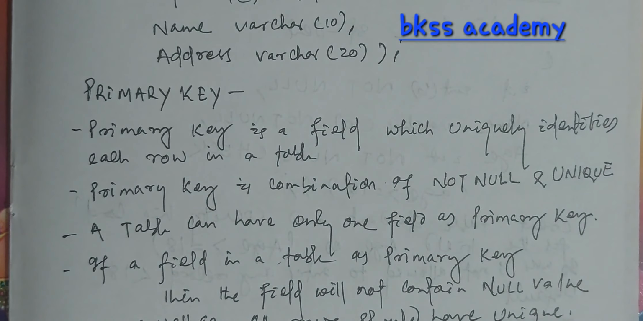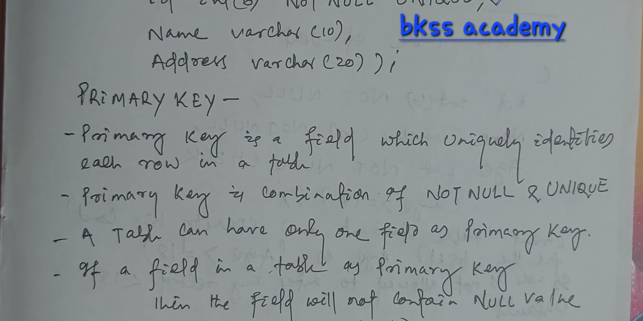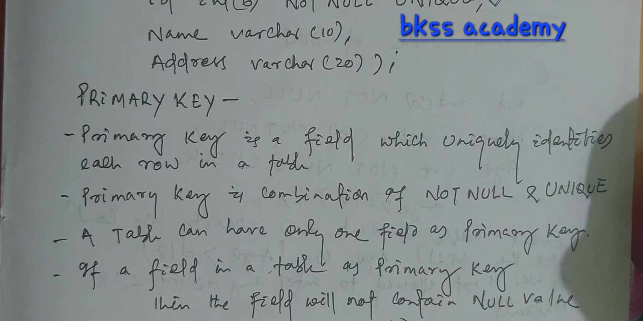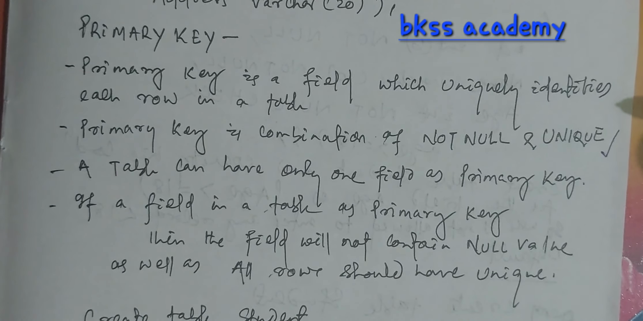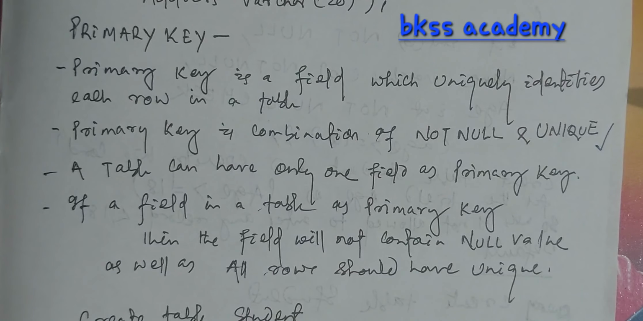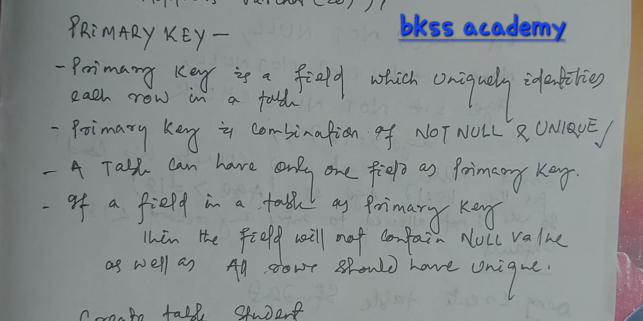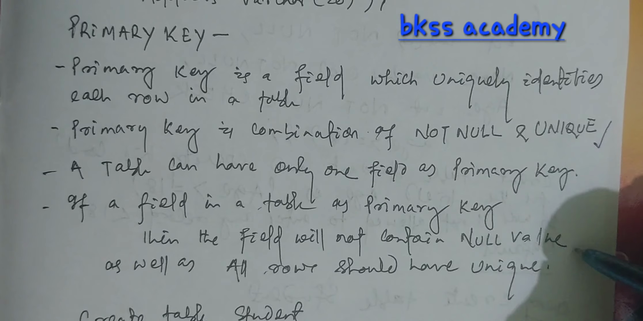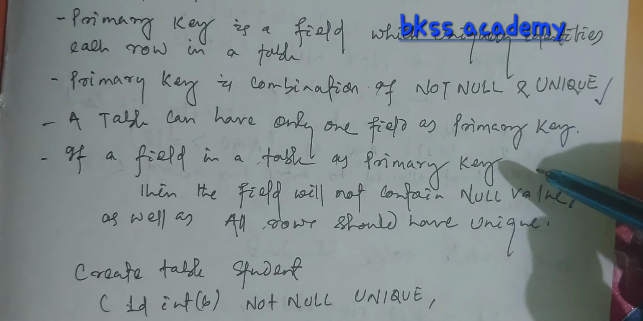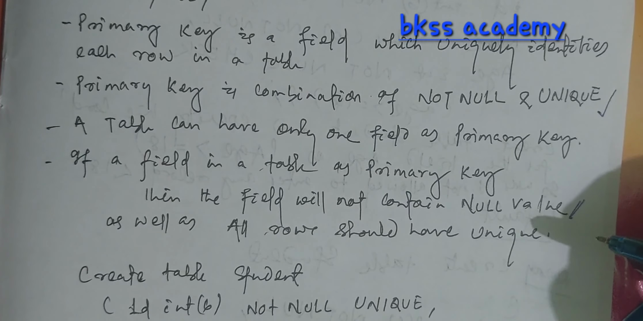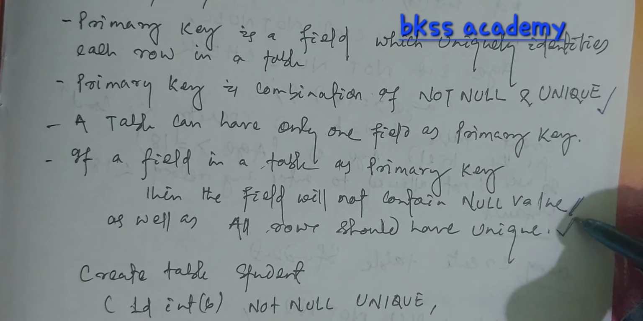And next one is primary key. Primary key is a field which uniquely identifies each row in a table. Primary key is a combination of not null and unique. A table can have only one primary key. If a field in a table is a primary key, then the field will not contain a null value, and all rows should have unique values.